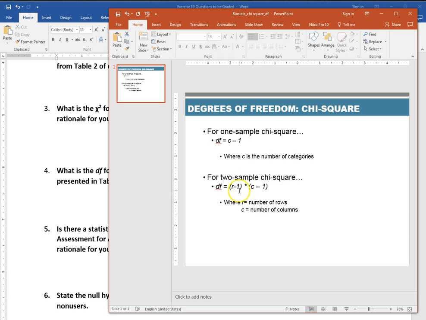So you look at how many rows of data there are, put that number here. Look at how many columns of data there are, put that number here, and then just solve this problem to figure out the degrees of freedom. So just go ahead and work through that yourself and just make sure that they had the right answer there.